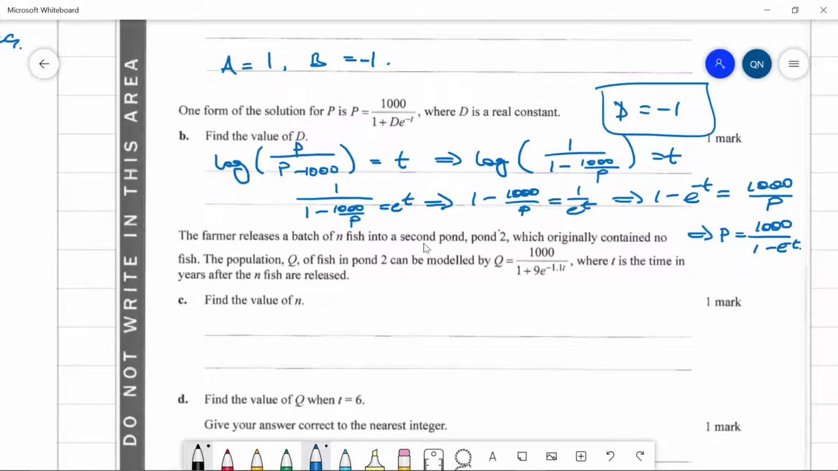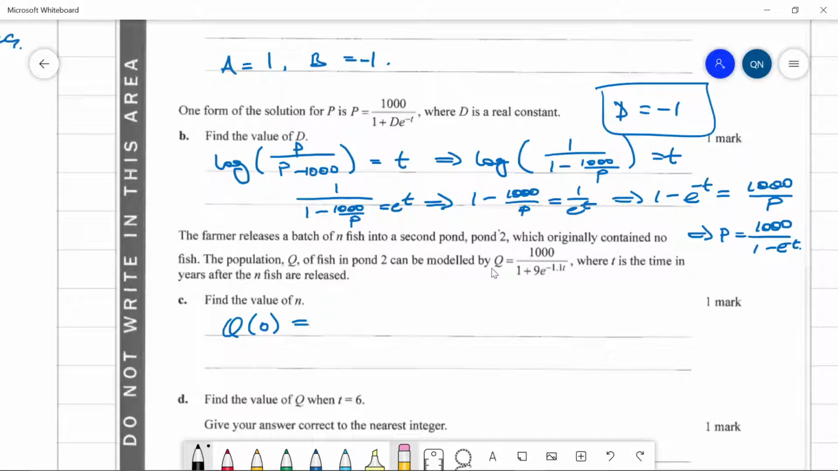N fish into, okay, so n's the number of fish. So this originally contains no fish, so he wants Q of 0 to be equal to 0. Okay, there's no n in here, is the problem. Modeled by Q, this n fish are released. What? Which originally contains no fish. The population Q of fish in pond 2. Oh, n's the, it can initially contain no fish, right?